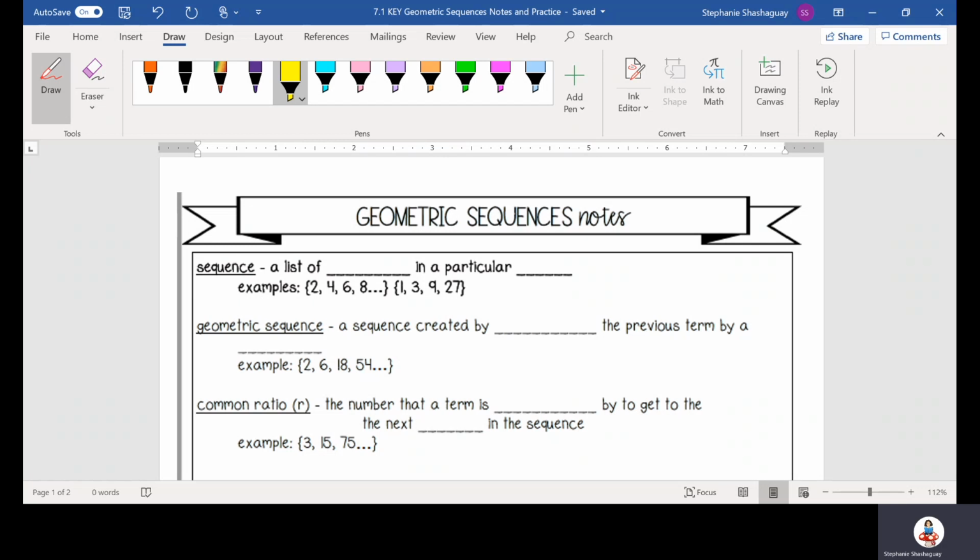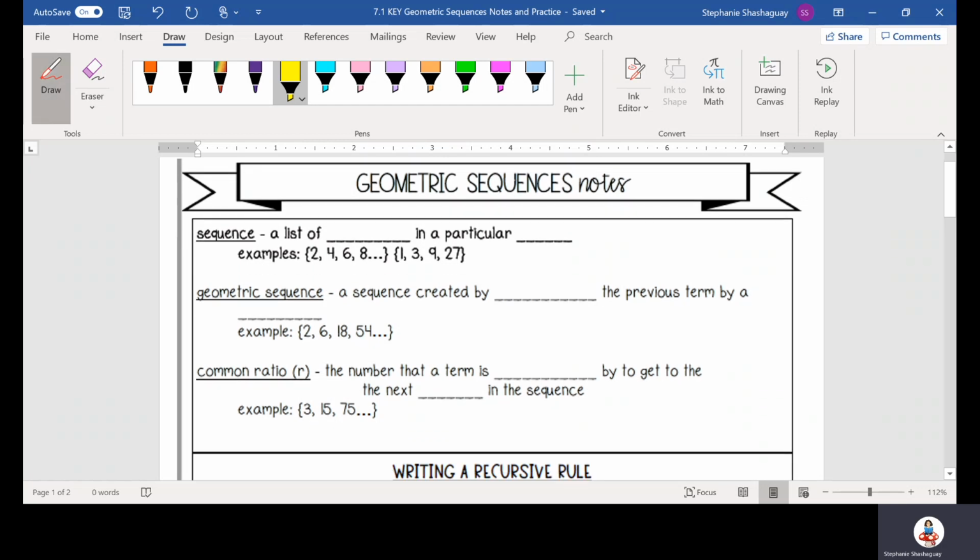All right, so you just finished practicing on quizzes with some different sequences. Today we're going to talk about geometric sequences. And a sequence is just a list of numbers in a particular order. Examples would be 2, 4, 6, 8, and 1, 3, 9, 27.